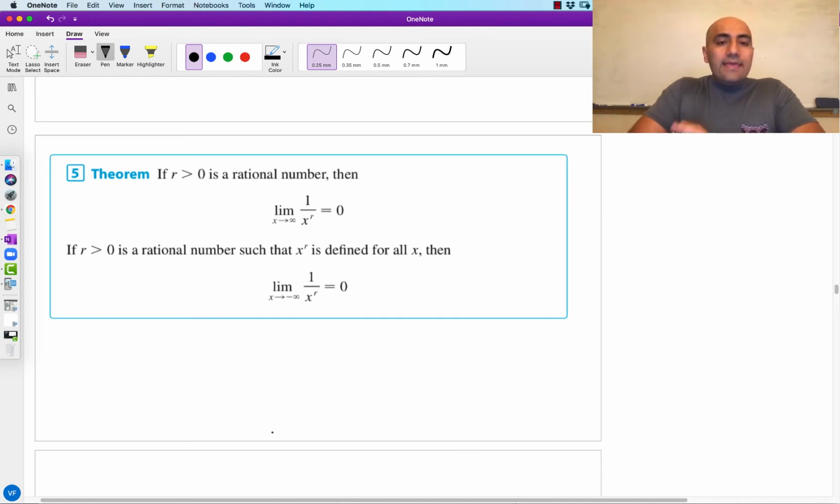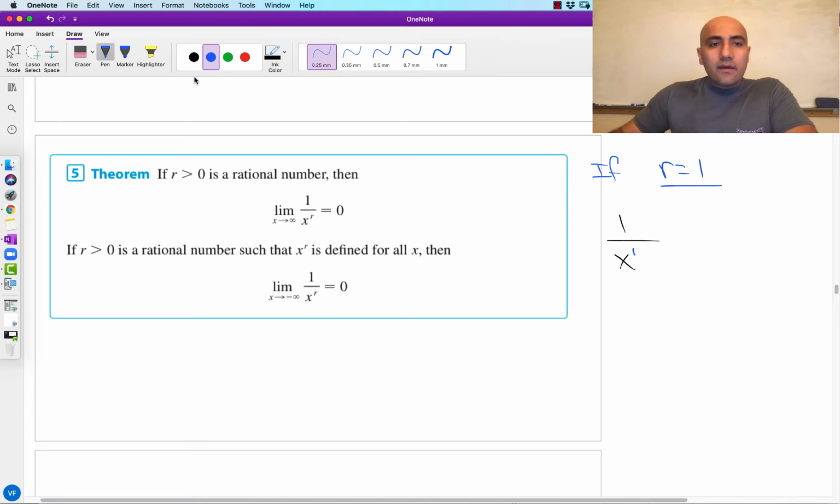Okay, so in the case that we just looked at, we were just looking at the simple case when r equals 1. So let's write that down. If r equals 1, then we would have the case of 1 over x to the power of 1. And we just saw that the limit as x approaches infinity of this equals 0. So we just showed why that's true here for the case when r equals 1. As x goes toward infinity, you have x to the power of 1. We saw that it was going to have a limit that grows towards 0.